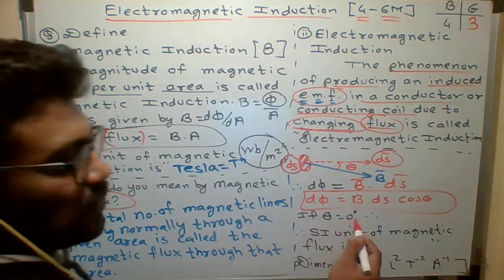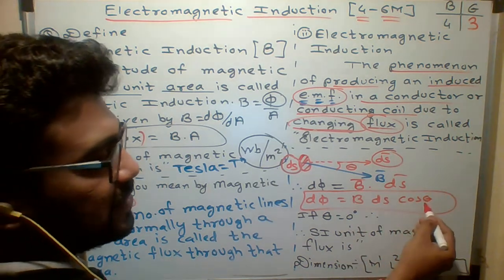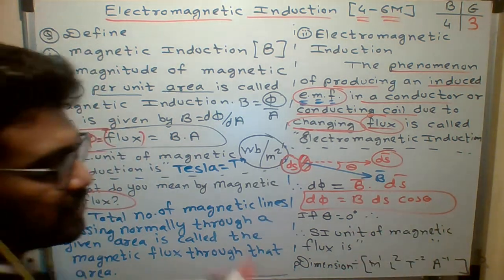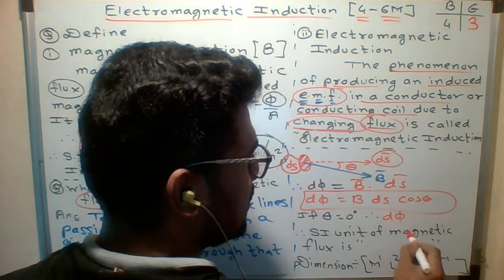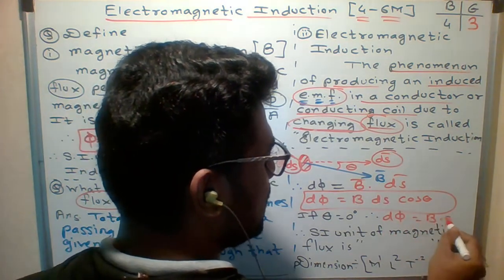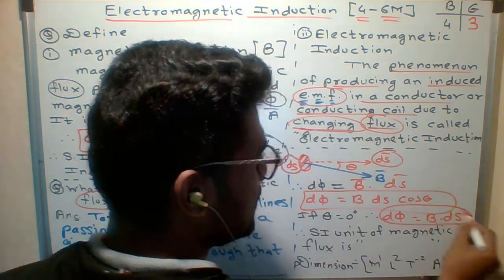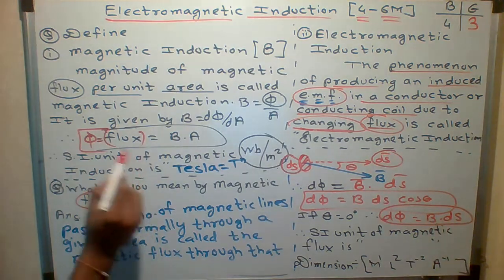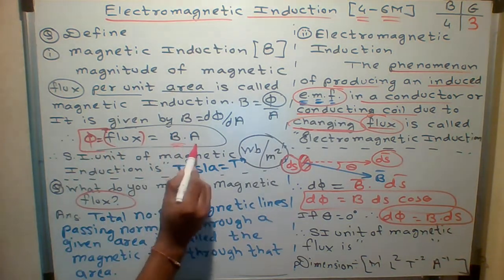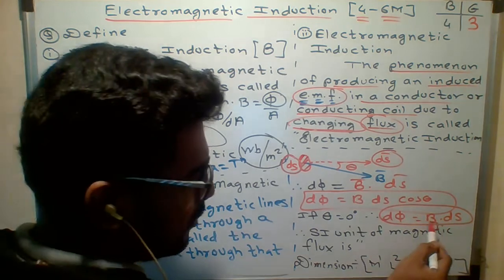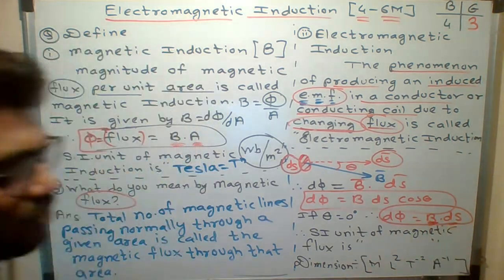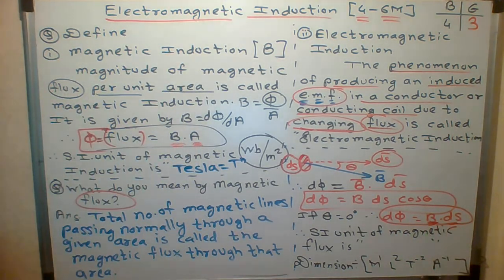If theta is 0, students, what is cos 0? Who will tell me cos 0? Cos 0 is 1. So the change in flux is given by B into dS. This is the formula. I already told you that flux is magnetic induction multiplied by A, where A stands for area. Here also it is B multiplied by dS, where dS is the area of that particular surface.